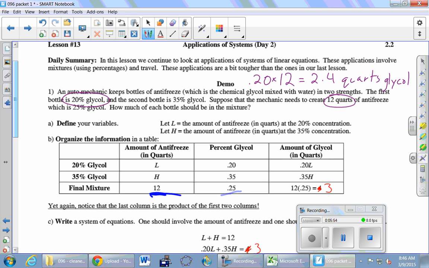I don't think we did this last time either, but we've got numbers in the bottom row here, so let's multiply those numbers. 12 quarts, it's supposed to be 25% glycol, so we multiply them. This is a mistake that I made. Can you guys cross that off? 12 times 0.25 is 3, not 4. And that 3 means something in this problem. What does it mean? That's it, the total amount of glycol in the final mixture. We better have 3 quarts of that chemical. Great. Okay.